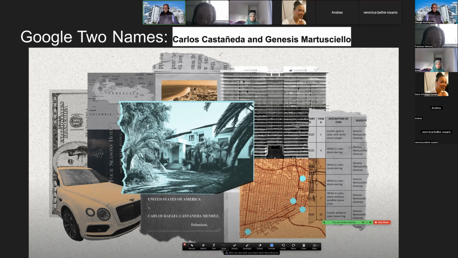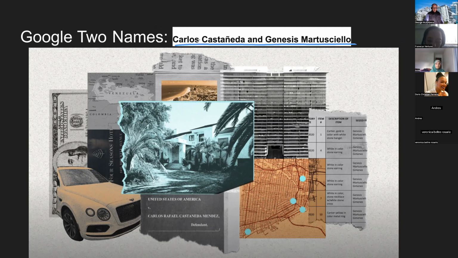And I'm going to invite you to Google these two names, Carlos Castañeda and Genesis Mortucielo. And Castañeda is listed as a defendant here in this court document. What are we looking at? What's the story here? Anybody want to try? I invite you to Google these names. Go for it, Anila. What do you think is happening?